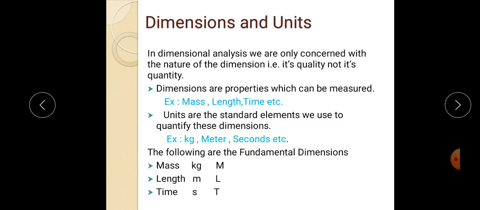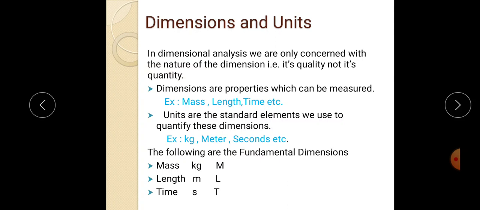Because engineers and scientists have to be able to communicate not only with words but also by carefully defined numerical descriptions. So that's why we have to study dimensions and units. And in dimensional analysis we are only concerned with the nature of the dimension, that is its quality, not its quantity.